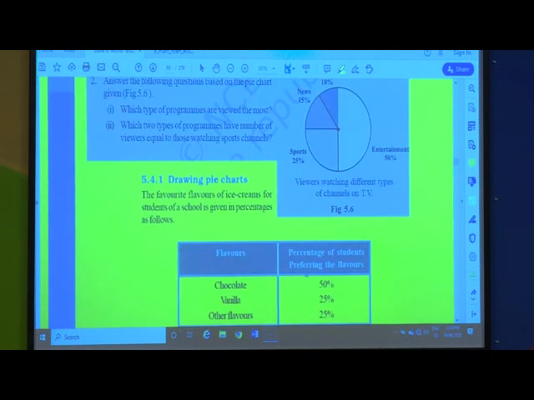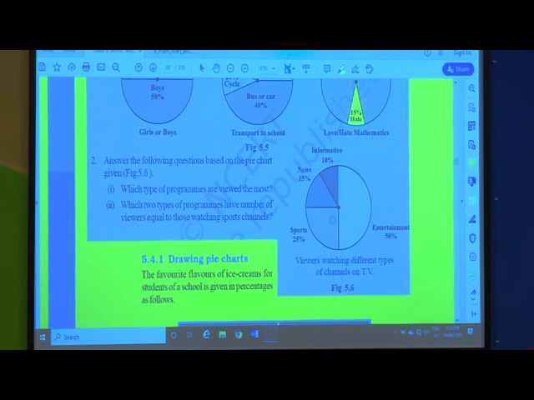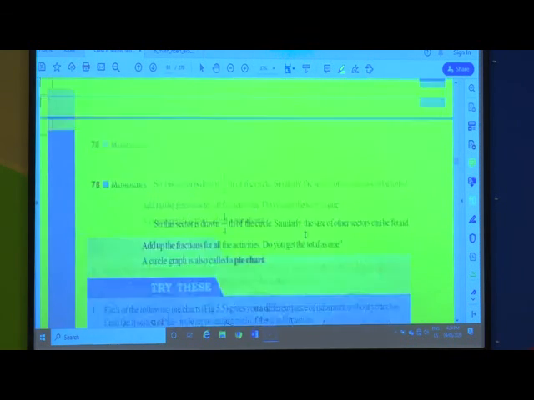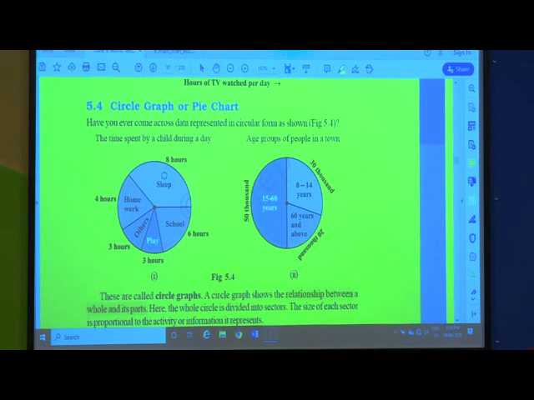Now let us see what sectors are. Very first thing, this part is known as a sector. Going back to our previous example, the sleep part is one sector, the homework part is the second sector, other work is one more sector, play is one more sector, and school is one more sector. So these parts that are made in the circle are termed as sectors.